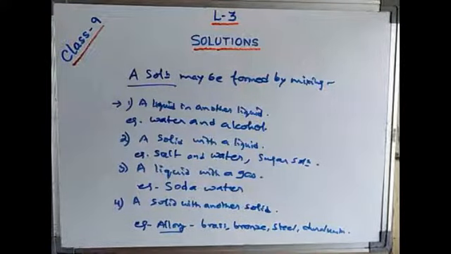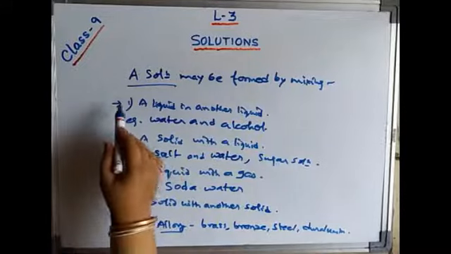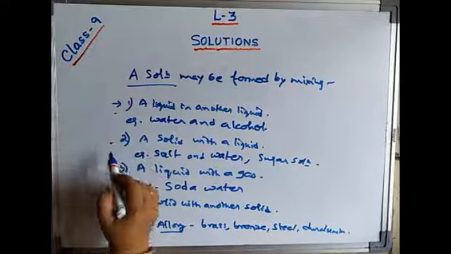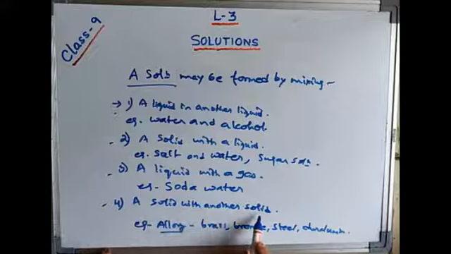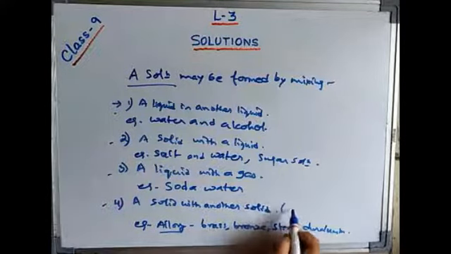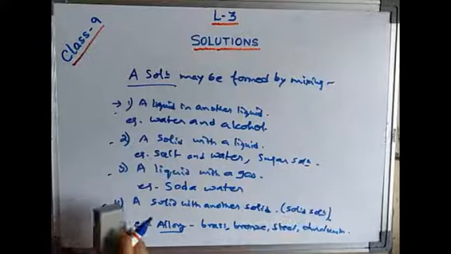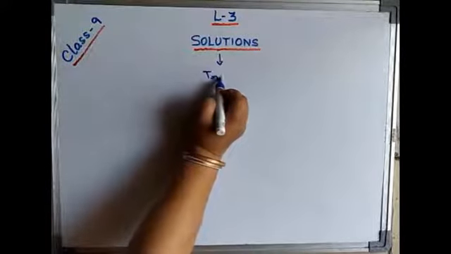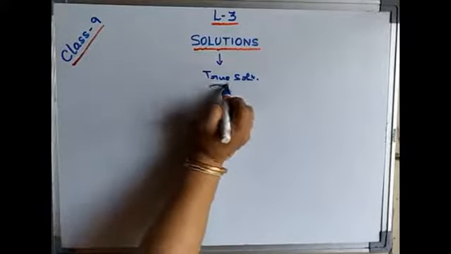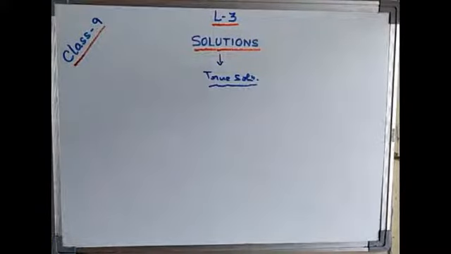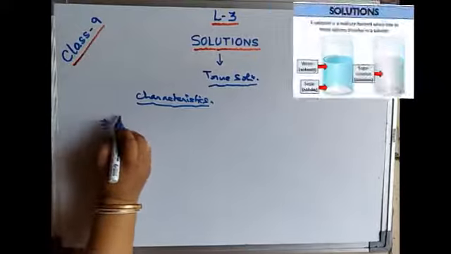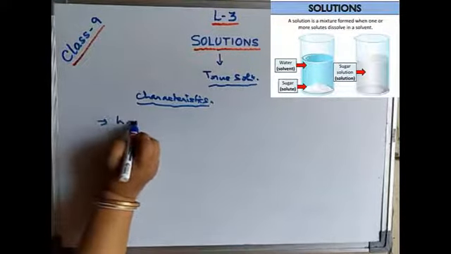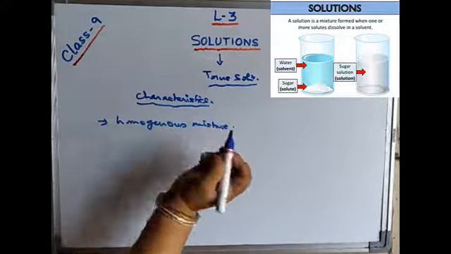So a solution can be formed by mixing these four important categories. This solid mixing with another solid is also known as what? Solution, since they are melting and forming a solid solution. What is a true solution? We can say this solution is also a true solution. Now a true solution has some properties. Let us see the properties of the true solution. The first characteristic is what? They are homogeneous. Okay, we know a solution is also a homogeneous mixture.